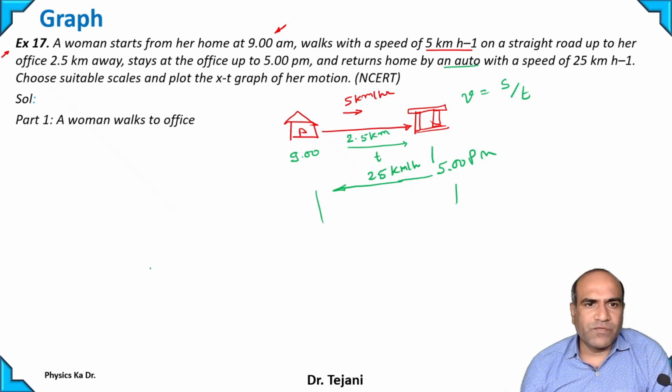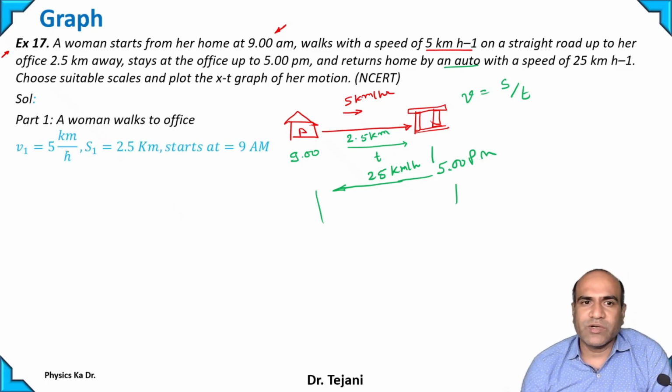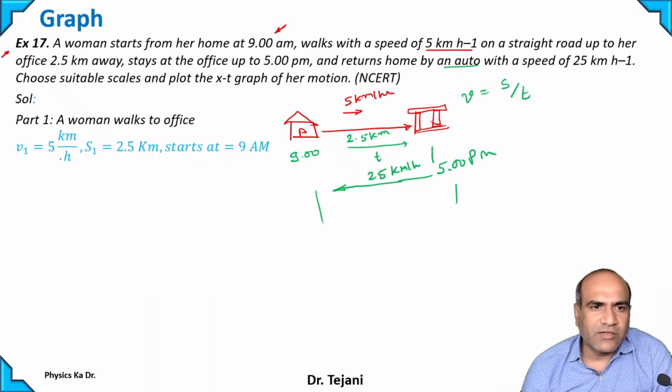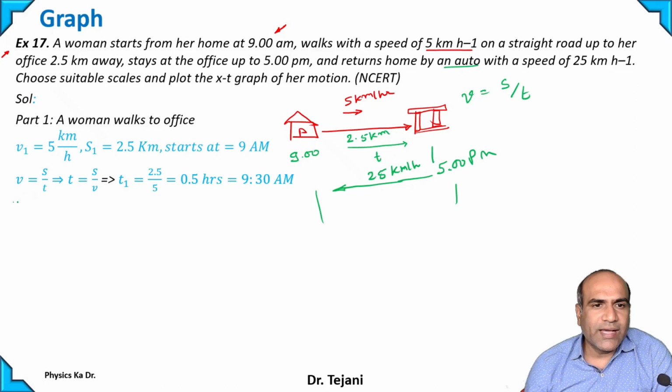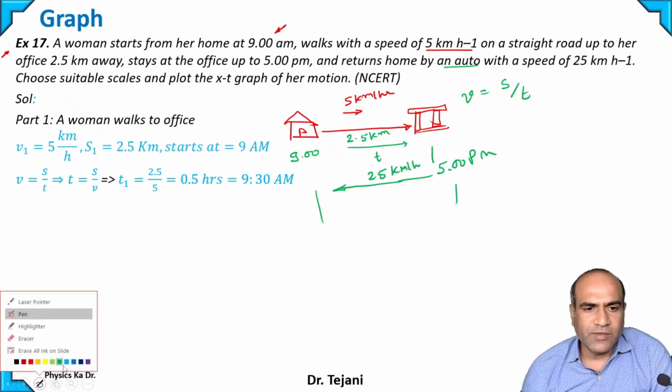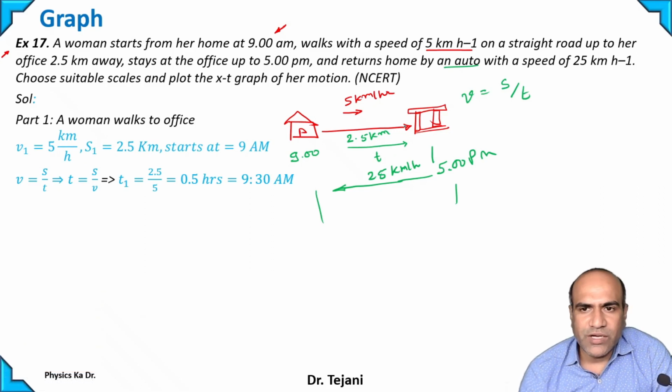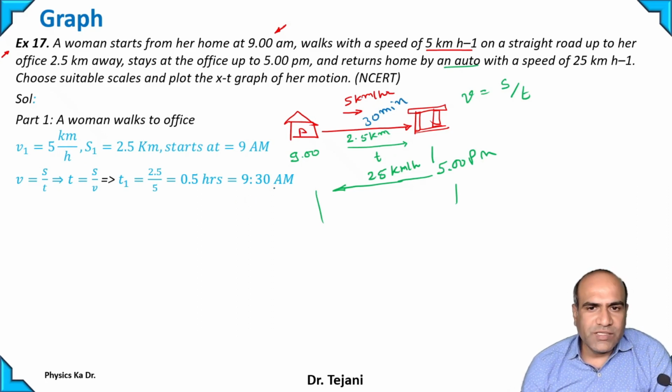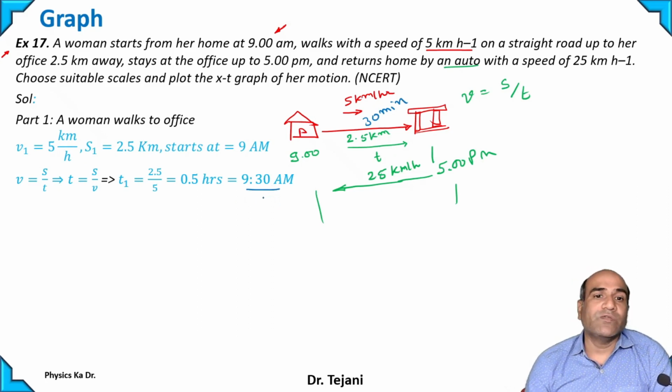So the woman walks to the office first. The velocity is given as 5 kilometers per hour, and the distance S1 is 2.5 kilometers, starting at 9 a.m. What time will she take? We know velocity is equal to S by T, so T is equal to S by V. S is 2.5 kilometers and V is 5. So from house to office she needs 30 minutes. That means she reaches the office at 9:30.